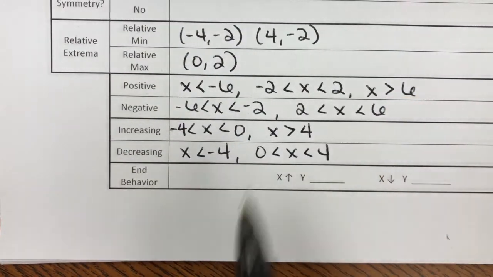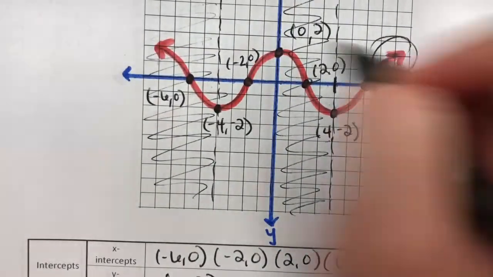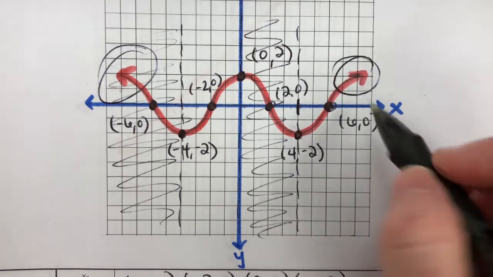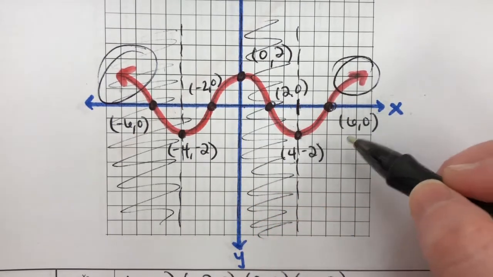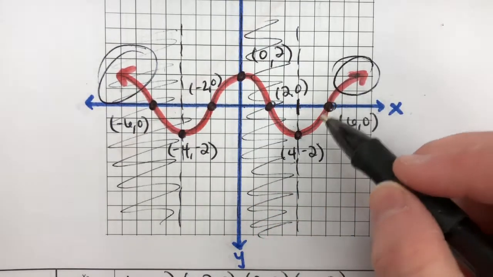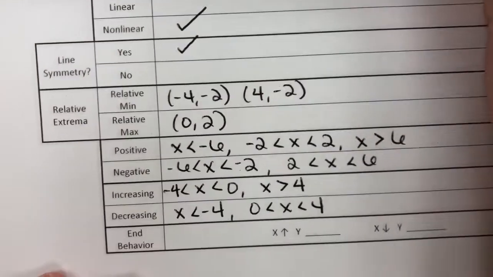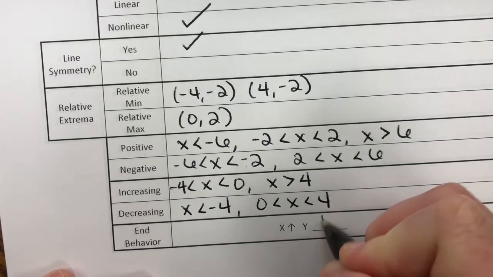All right, and then lastly, end behavior. So we're looking at the two ends. So we got this arrow, this arrow. First off, as x gets bigger, what does my graph do? As x goes to the right, is my graph going up or down? My graph's going up the y-axis. So as x gets bigger, y gets bigger. So as x goes up, y goes up.